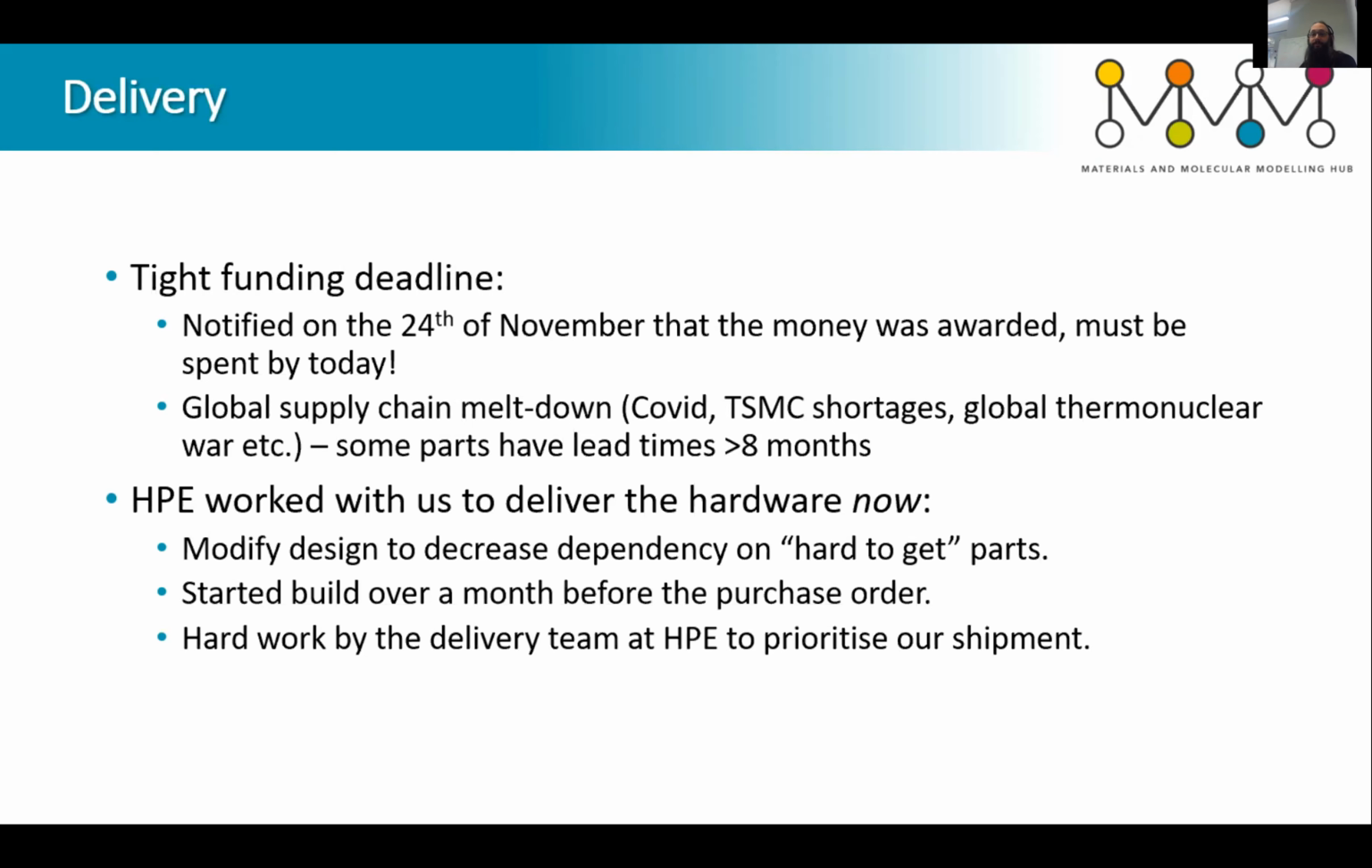Delivery. I became head of research computing just as the pandemic hit. And so there has not been a day when I've been in this post where there hasn't been something horrendous happening in the world, which has made it difficult to deliver these systems. So we had a really tight delivery deadline. We were notified of funding on the 24th of November, as I said earlier, and the hardware is, I believe, on a truck outside the data center now. And I got an email a few minutes ago saying that the truck had arrived. We are meant to spend the money by the end of today, which I believe we have achieved.